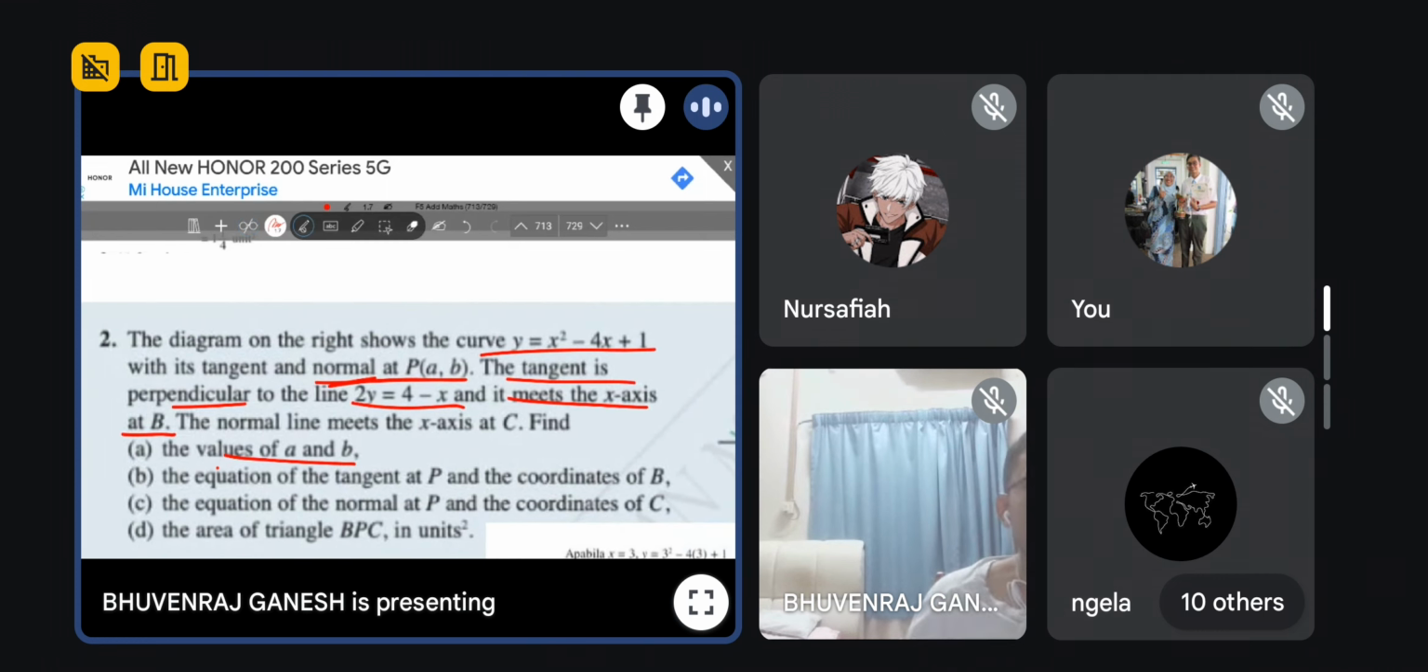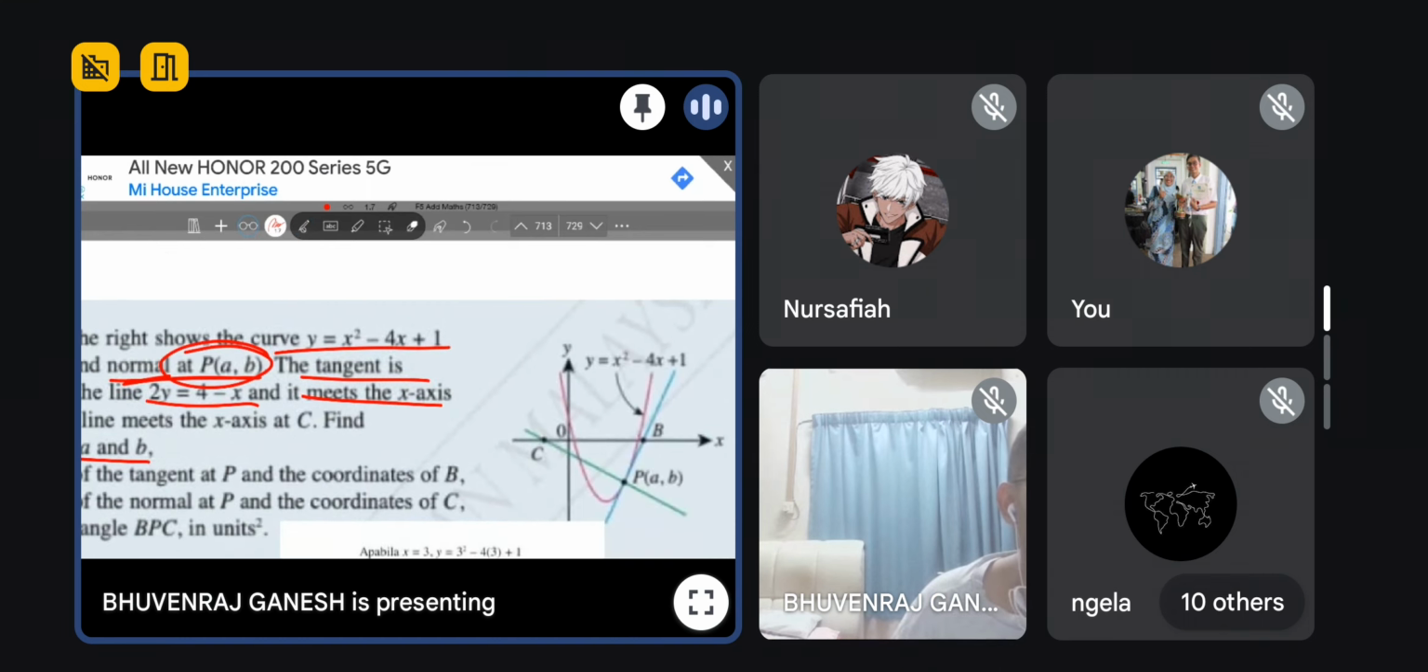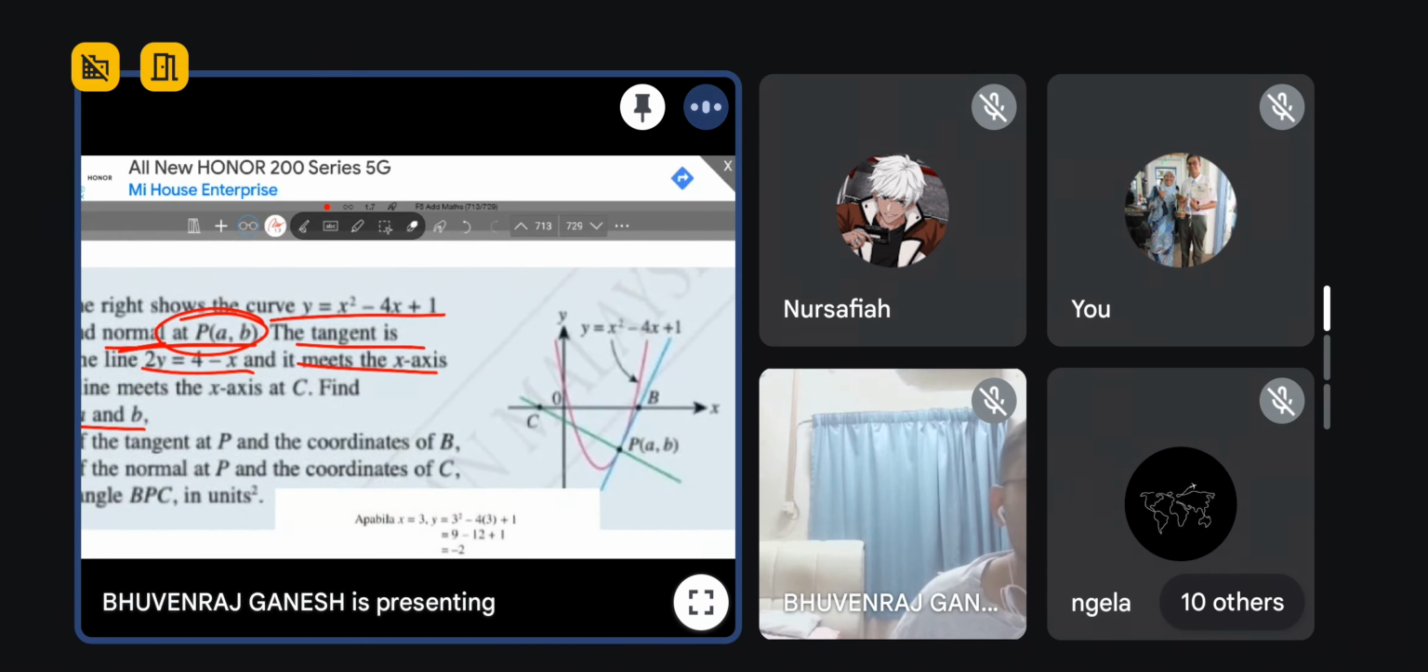So first question, they ask you to find A and B. Cari nilai A dan B. Alright. So A and B adalah titik P. Okay. So guys, what do you think you can do to find your A and B? What is the step? Siapa tahu?